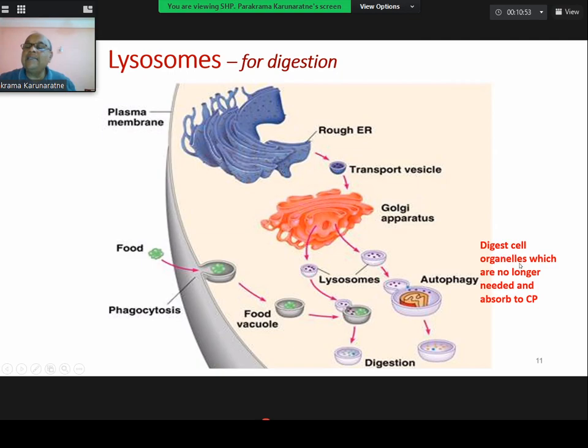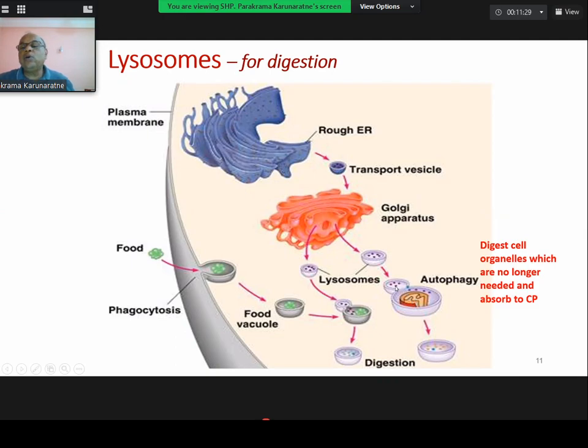It can digest cell organelles which are no longer needed and absorb them into the cytoplasm. Now, suppose there is a mitochondrion. It is very old. It is not functioning. The cell does not need this mitochondrion anymore. So what happens? They send a lysosome to the mitochondrion, digest it and absorb it. Likewise, they can do this same digestion for the cellular structures also.